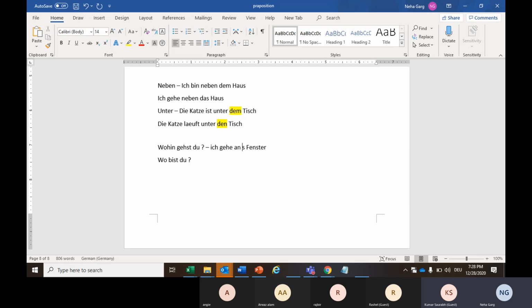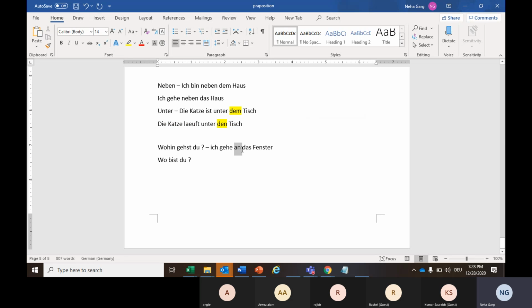An das Fenster, because this is accusative. Fenster is das Fenster, and there is a movement in going. When I'm going, there is a movement. So this is an accusative case, wohin case. So ich gehe an das Fenster, at the window.